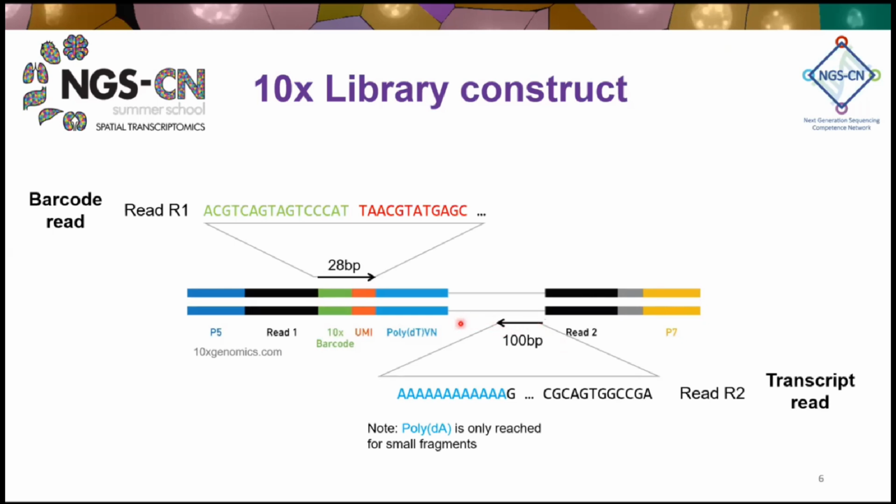Now, if this transcript part is short enough, you will also reach the poly-dT region. Because we sequence the opposite strand, this will show up as poly-A. But this is only the case if your transcript is short enough. Most of the time, you will not reach the poly-dT region. It's only important for small fragments. Overall, this read just contains transcript information, and therefore it's called the transcript read.